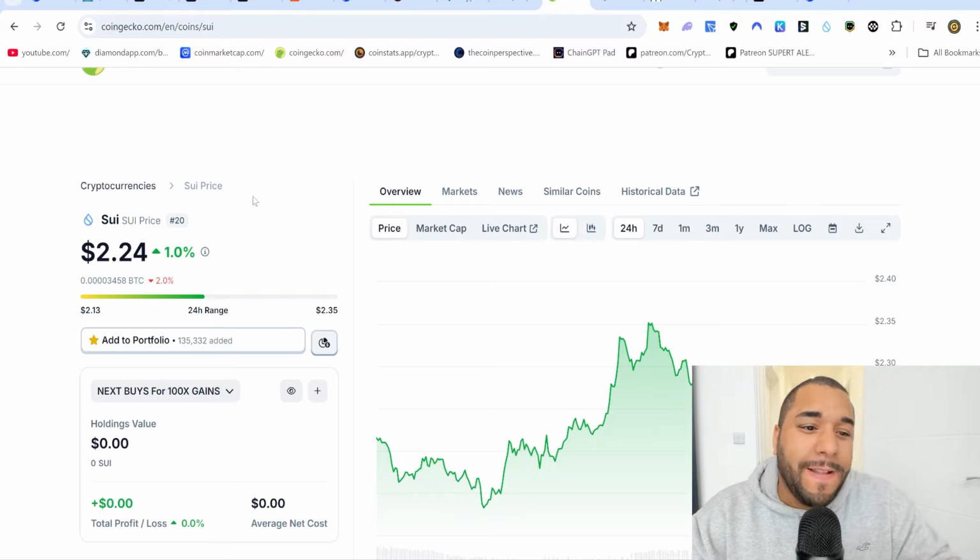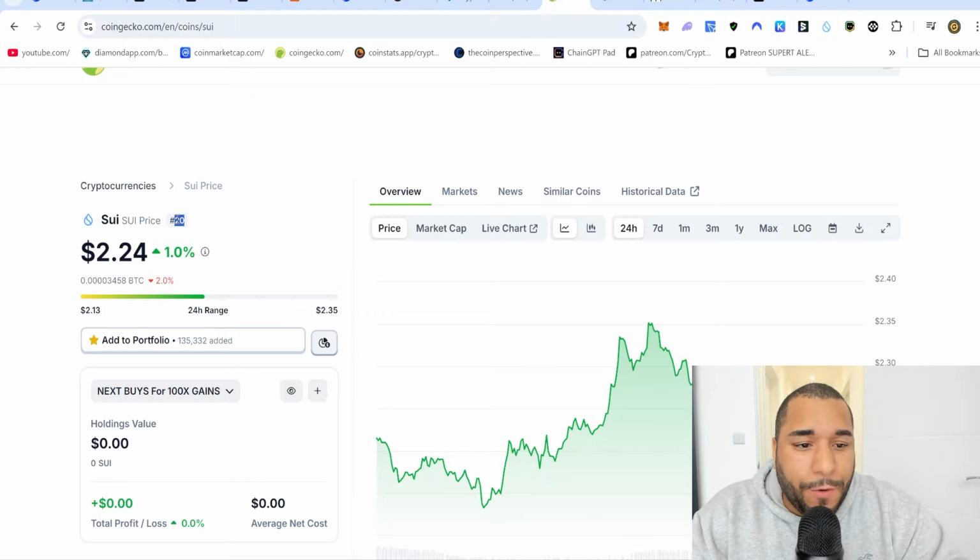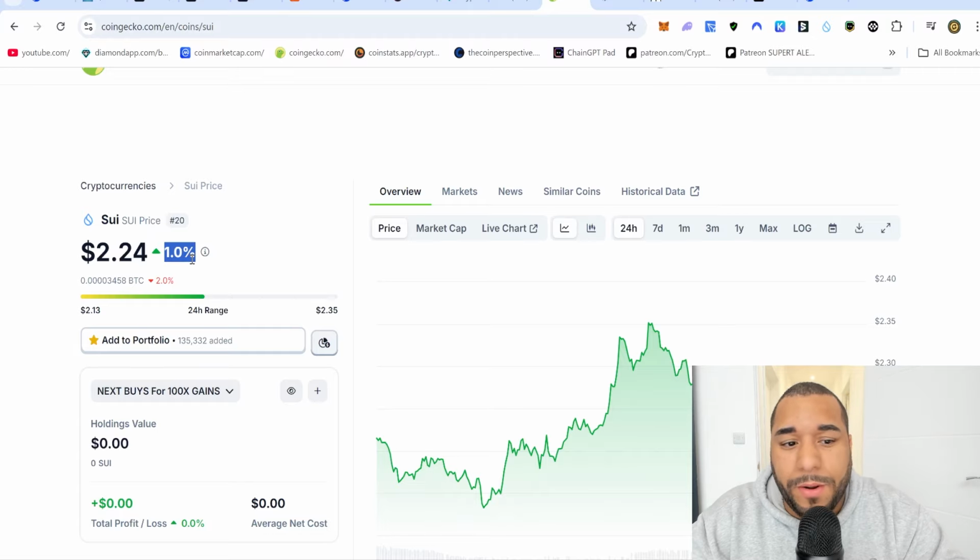Sui, what is this Sui? Sometimes you see other coins that have a short ticker, right? You see the rank of where it is in the charts of all the coins that exist. You see the price, which is here. And you see the percentage, how much it's gone up on the day.